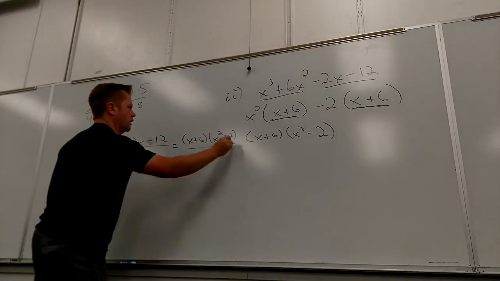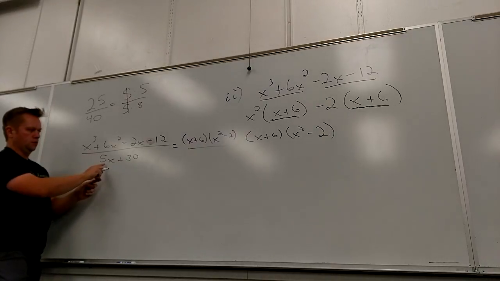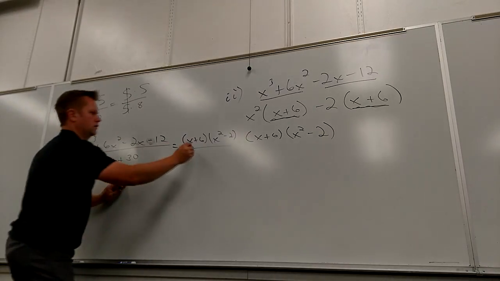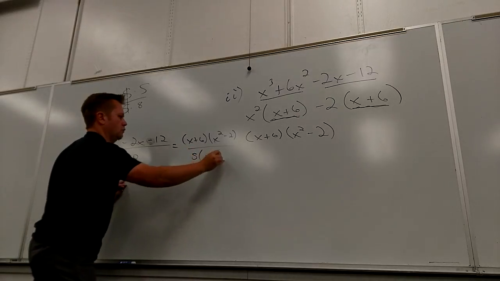And can you see what the bottom would actually be? What can you do with the bottom? You can take out a 5, and it'd be x plus 6. And then what would happen?